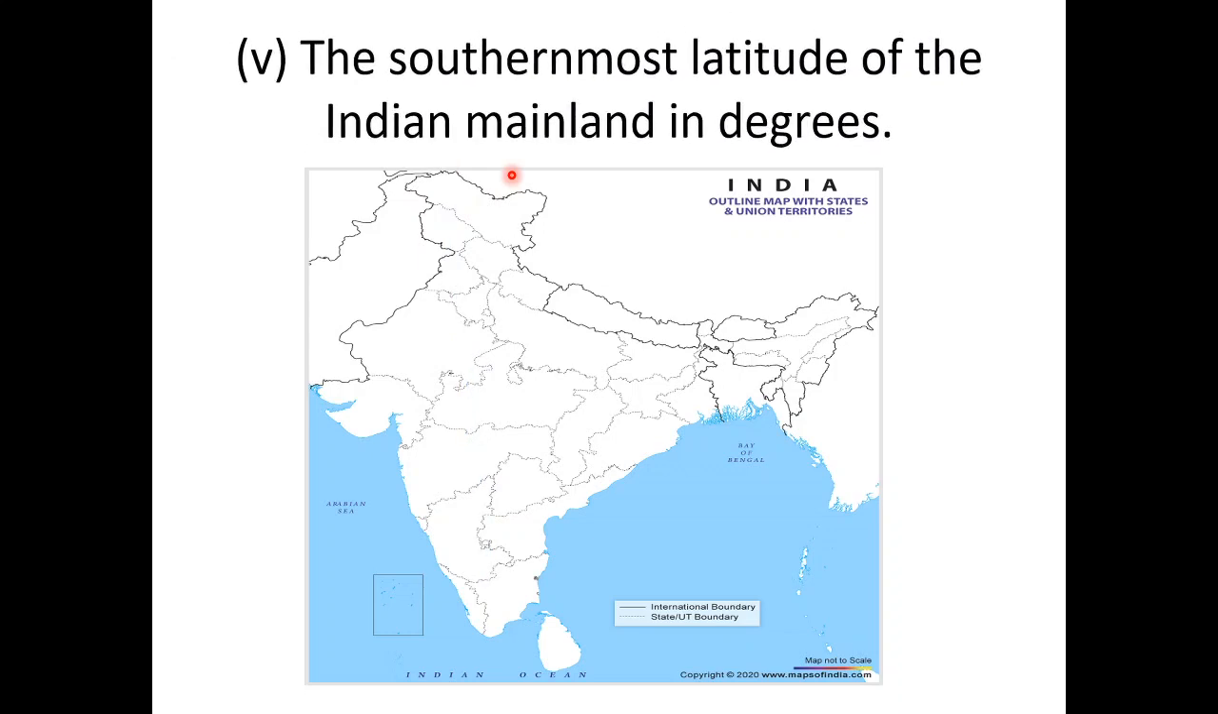Now we come to the southernmost latitude of the Indian mainland in degrees. This is the mainland of India. Kanyakumari, you know that. So the latitude is 8 degrees 4 minutes north. Clearly, do you see it? This is 8 degrees 4 minutes north, and here we also have Indira Point, which got submerged during the tsunami. So this is the latitude extent, 8 degrees 4 minutes north to 37 degrees 6 minutes north.